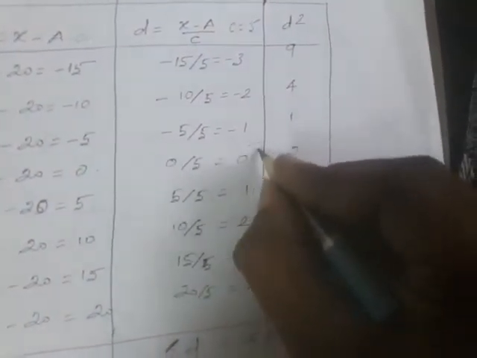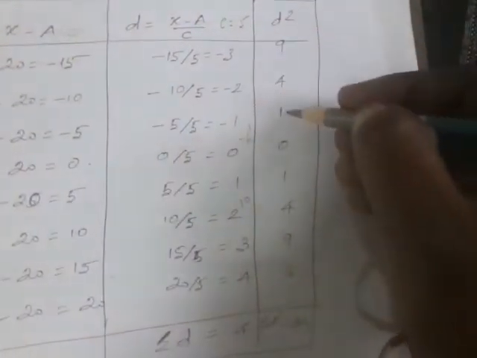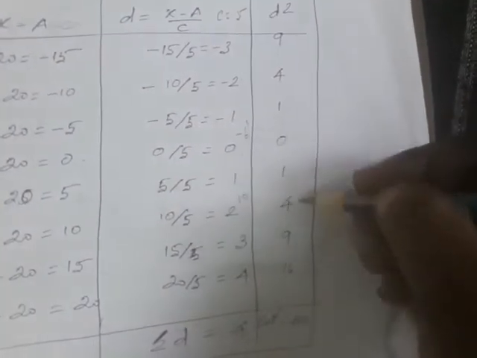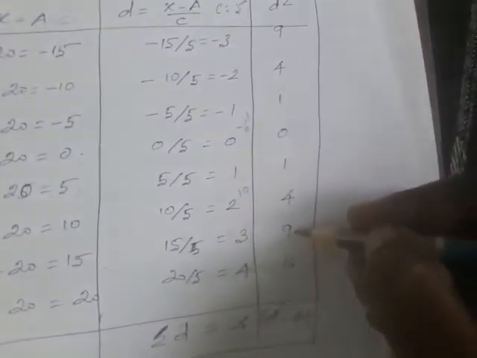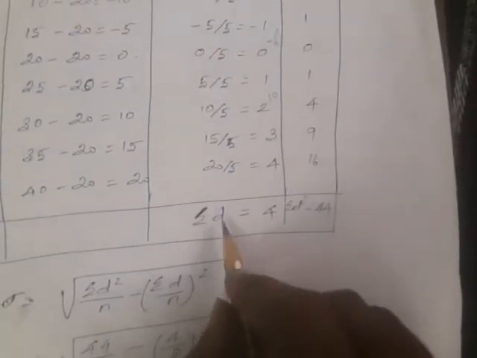Next, I need the summation of d. Minus 5 minus 6 is minus 6 in total for the negative values. The positive values: 3, 6, 10, so plus 10. 10 minus 6 is plus 4. So the summation of d is plus 4. For the summation of d square: 9, 13, 14, 15, 19, 28, 34, 44. So now I have found the sum of d square also.